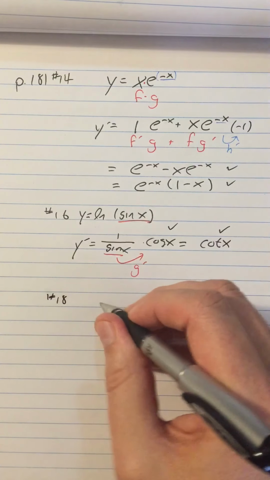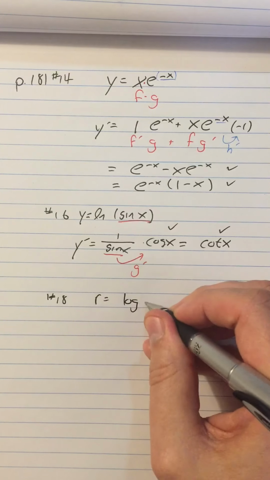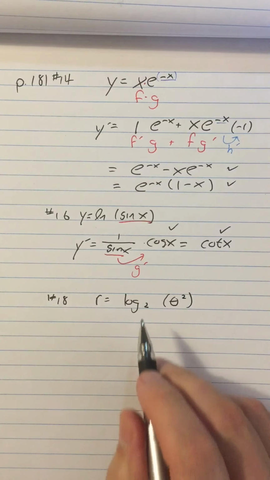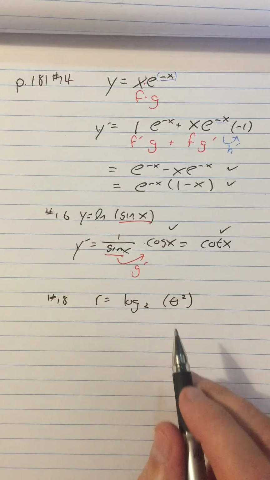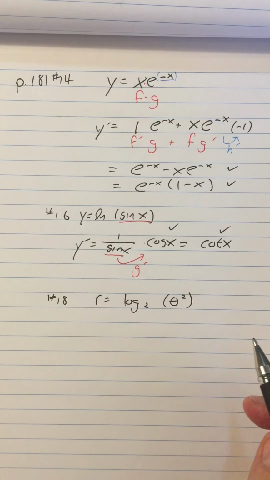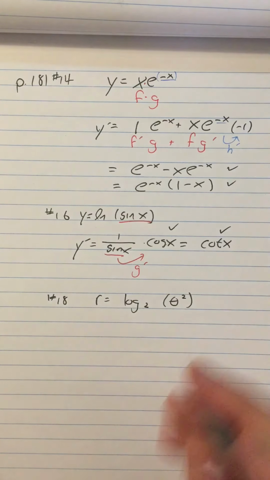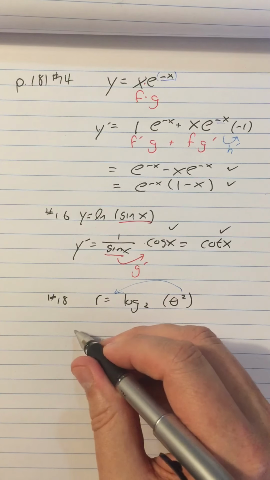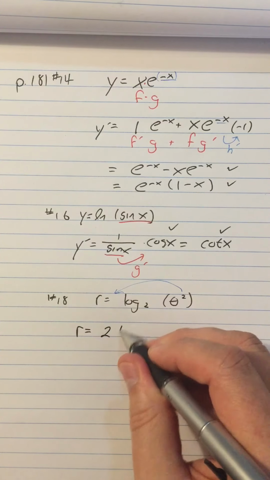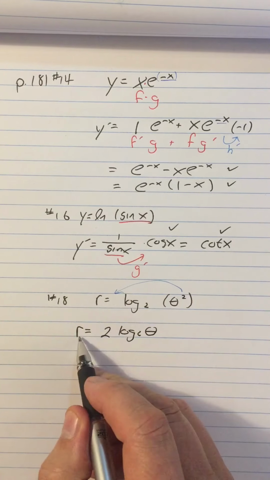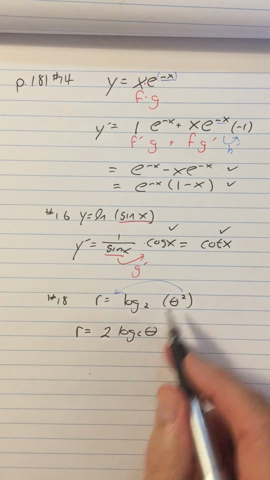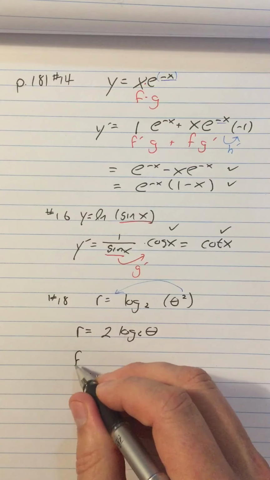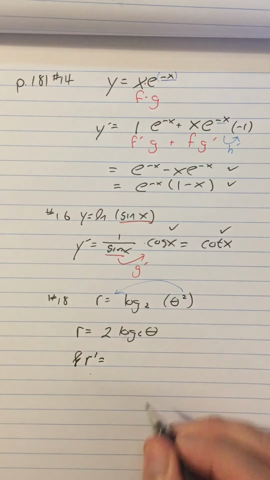All right, number 18 says r equals log base 2 of theta squared. So we could think of this as being another chain rule, right? Because I have this inside function theta squared. But remember the lesson we learned last time that you can use properties of logs to simplify the problem first. And first say r equals 2 log base 2 of theta. I'm not saying r prime, I'm saying r because I have not done calculus here. I have done algebra 2. I've pulled the exponent out of the log function. Then I do the calculus, so I do the r prime.